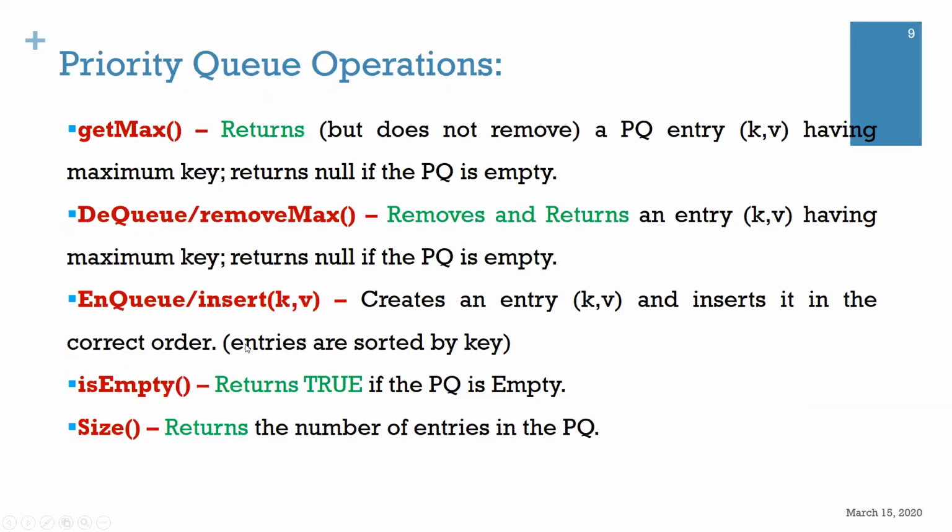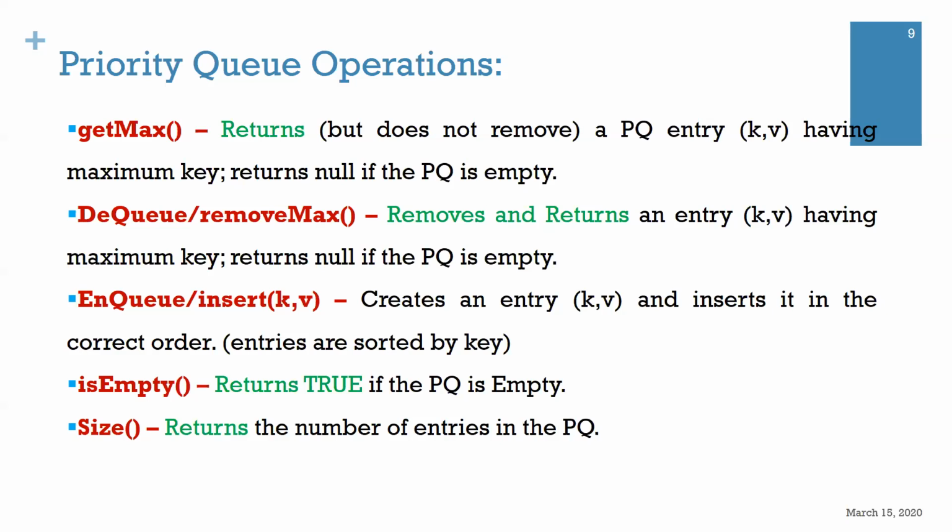Priority queue operations: we have a set of methods. Get max returns, but does not remove, the highest priority or the maximum key. Return null if the priority queue is empty. Dequeue removes and returns the entry, key and value, having the maximum key. It also returns null if the priority queue is empty.